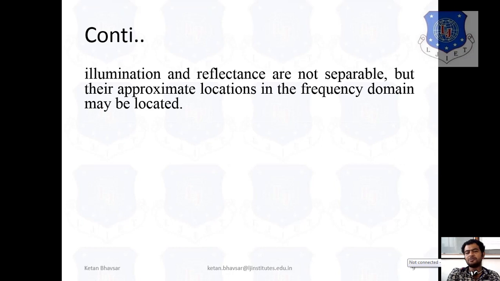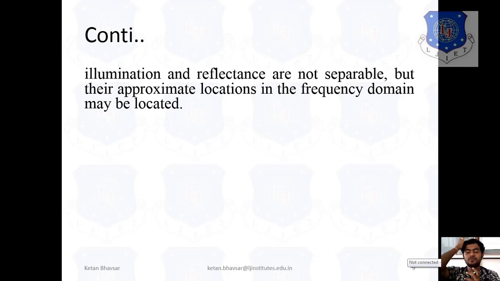Like we're talking about the illumination and reflections are not separable. As you can also see, when you're talking about the illumination, it means the light, and the reflection of light is also not separable, but their approximate location in the frequency domain may be located. Yeah, definitely. As we already told you in chapter number 2, there are two types of domain, frequency domain and spatial domain. When we're talking about a specific frequency domain, then we can identify the location of the data, and also we can fetch a specific content from the data.